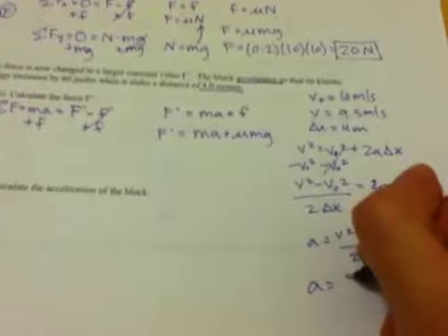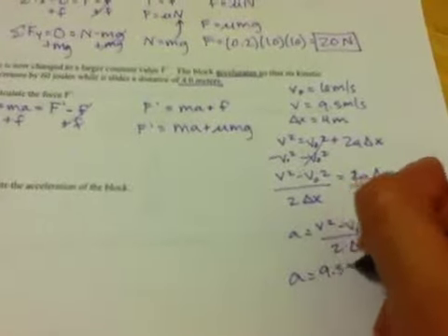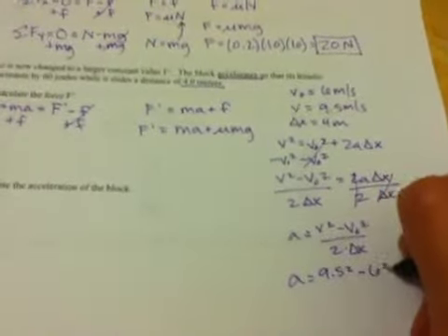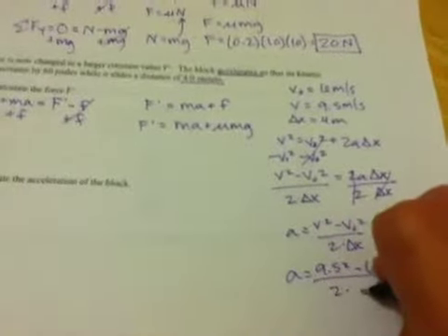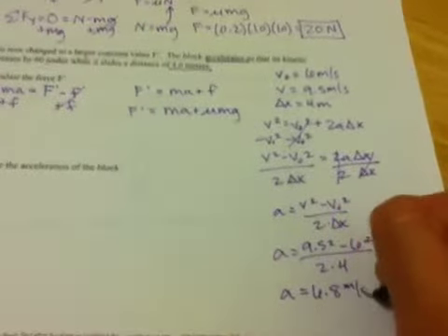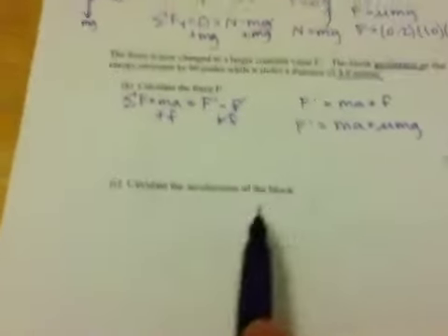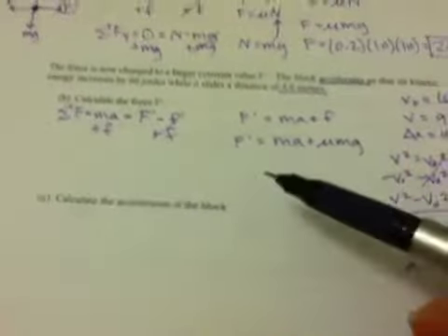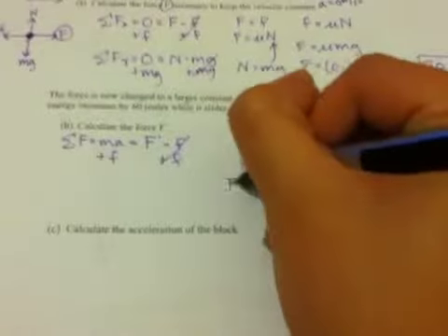Now let's plug in. Our v final is 9.5 squared, and our v initial is 6 squared, all over 2 times 4. We end up with an acceleration equaling 6.8 meters per second squared. We're in luck, because the second part down here is to calculate the acceleration of the block, and look at what we just did. So all of this right here is part C. A lot of times they're going to ask you to do stuff like that.